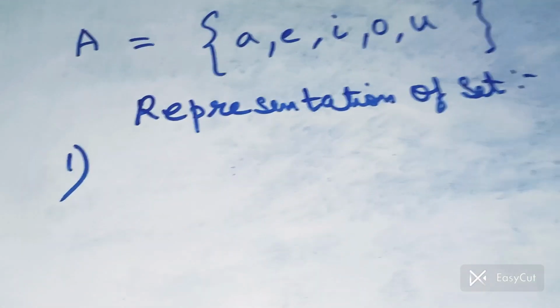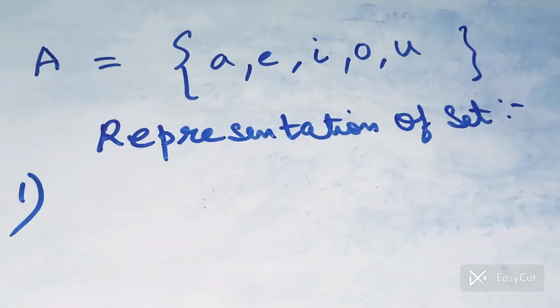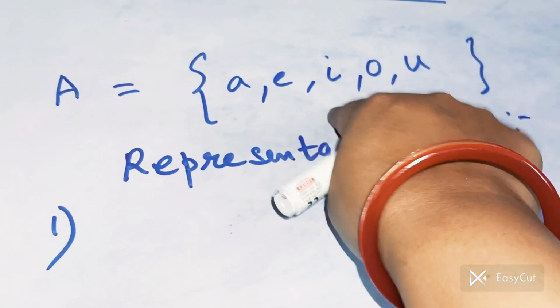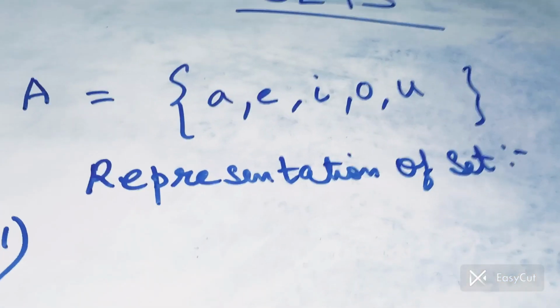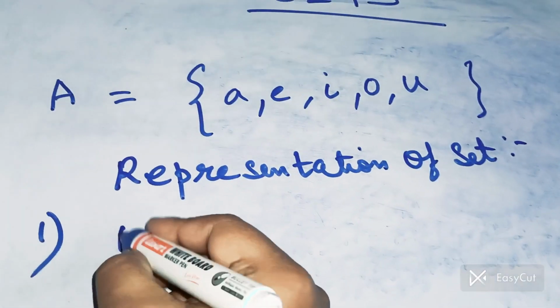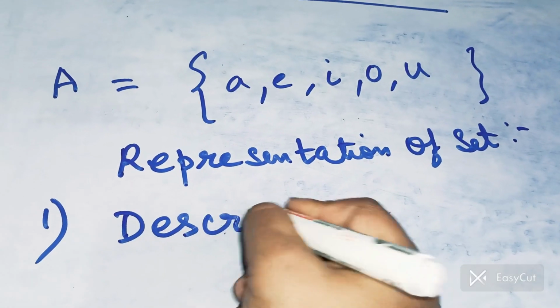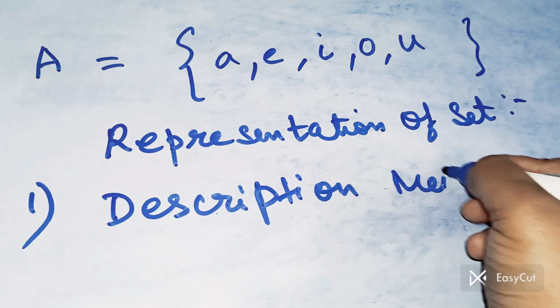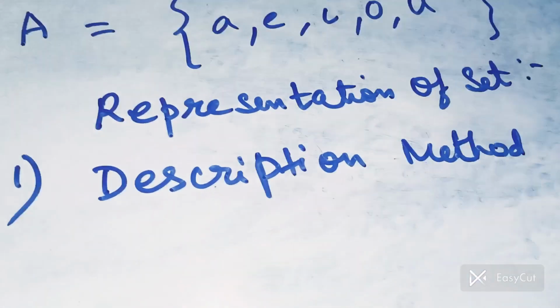Next comes the representation of set. How do we represent a set? See, here is one method I have written. This is also a representation of set. There are three methods. First is the description method. Now how do we write it?